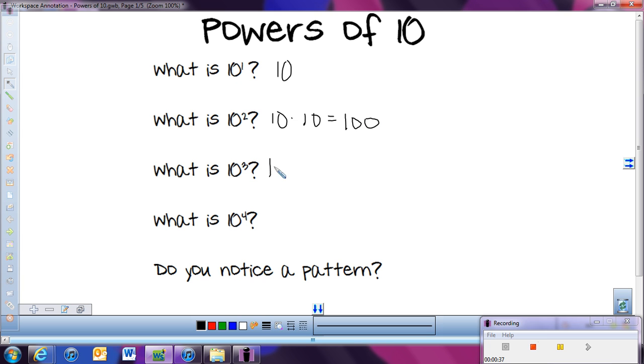10 to the third power means 10 times 10 times 10. Oops. I'm using my mouse today instead of my InWrite pad, so my handwriting is not the greatest. But 10 times 10 times 10, which is 1,000. And 10 to the fourth power is 10 times 10 times 10 times 10, which is 10,000.